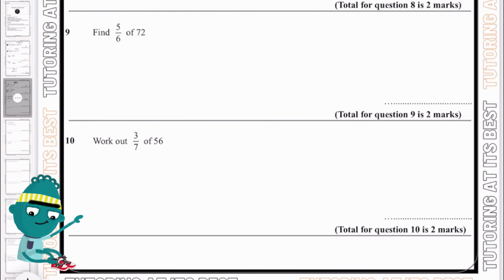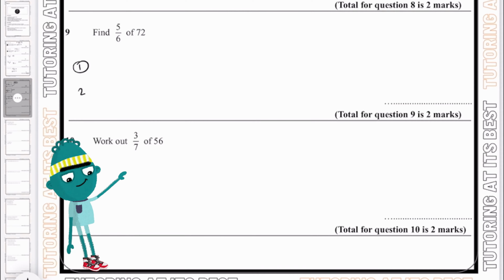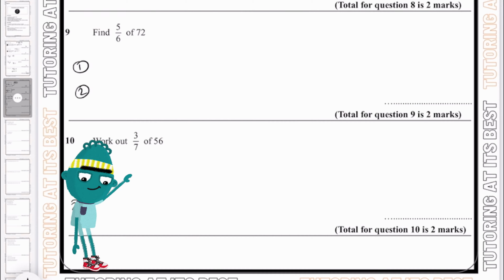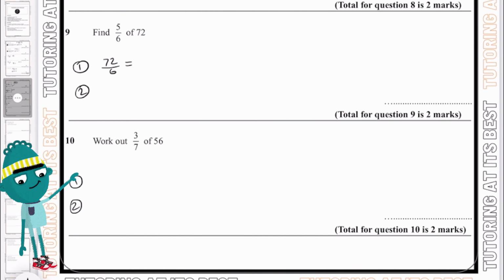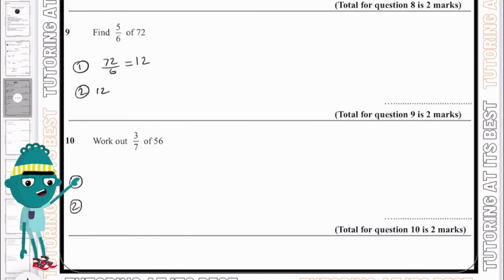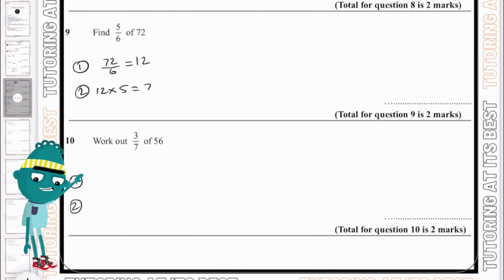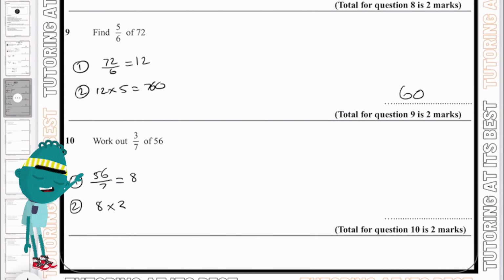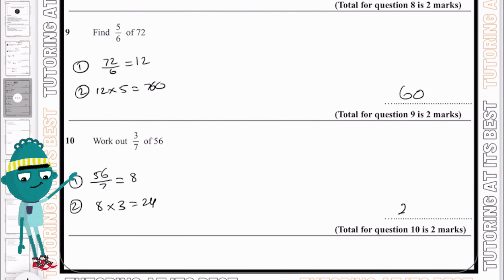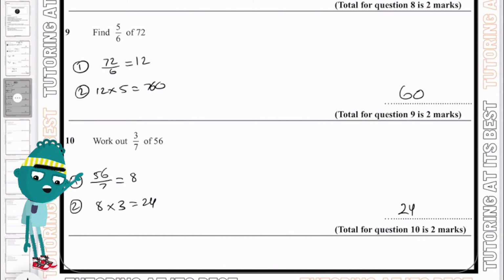Okay, welcome back. Let's now go ahead and solve these questions. Step 1, 72 divided by the denominator, which gives us 12, and then 12 multiplied by the numerator gives us 60. So now we know that is 60. Likewise for question 10, we'll have 56 divided by 7, which gives us 8. And 8 times 3 is 24. And there we are. Okay, you should now be an expert in this field.